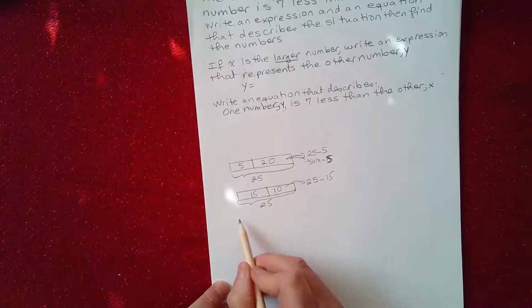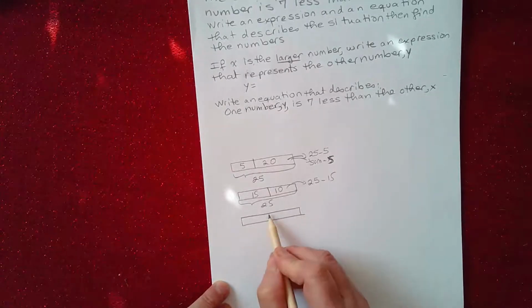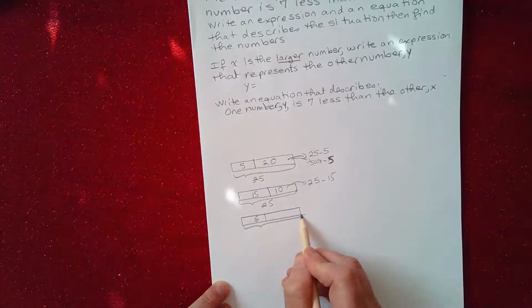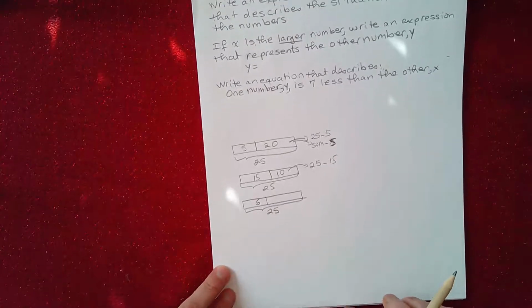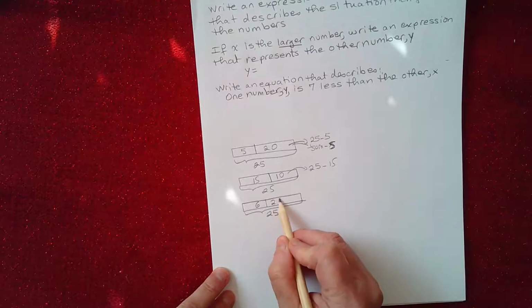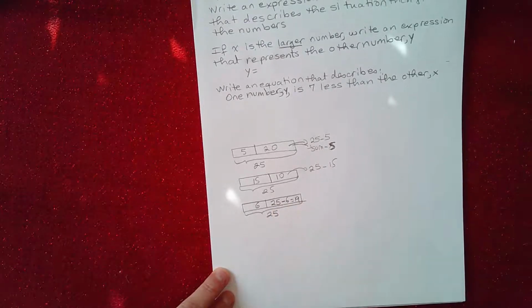Okay, and now if I give you another number right here, if I make the first number 6, and the sum of both numbers is 25, then what do you have here? You have none other than 25 minus 6, or simply 19. Okay?